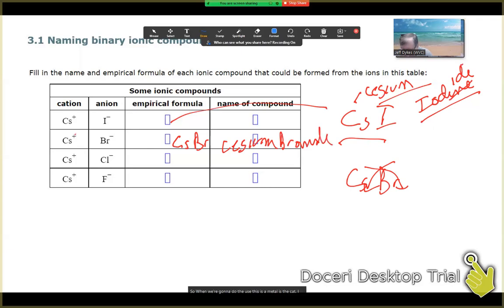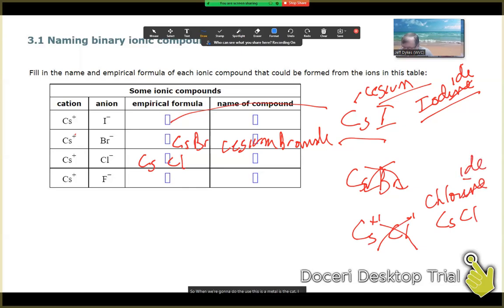And then cesium and chlorine, same thing. It's going to be cesium and a chlorine. And so we crisscross these. And so we get CsCl, 1 and 1, and that's redundant, so we just leave that. So this will be cesium and Cl, and then chlorine. And then we drop the INE and add IDE for an ion. So cesium chloride.